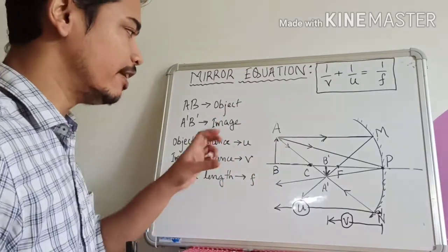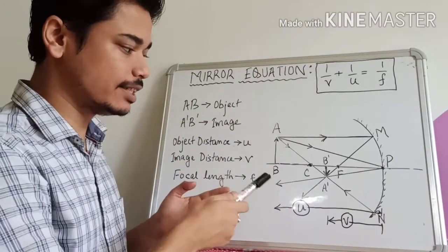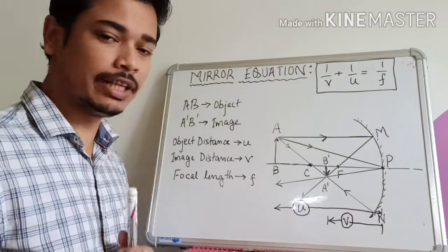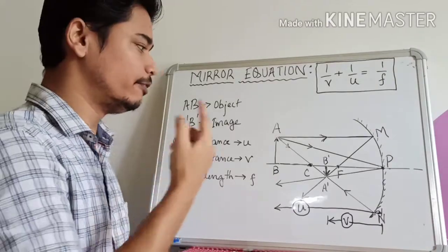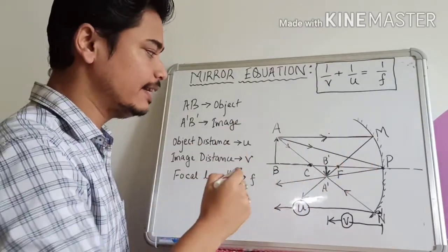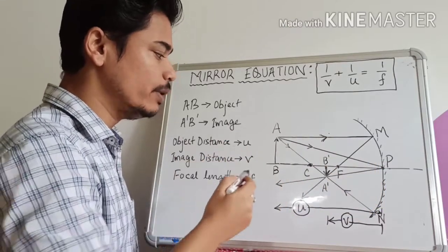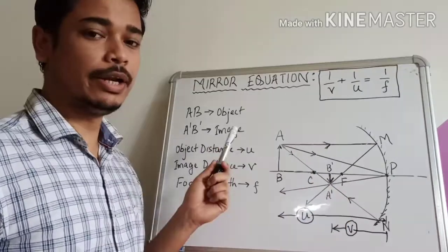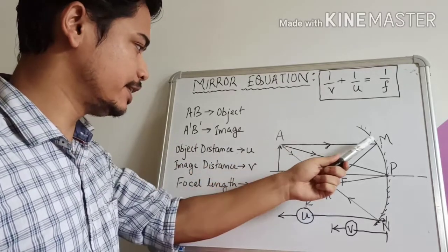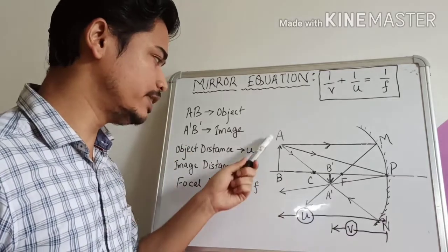Now in the derivation of the mirror equation, we will consider a ray diagram like this. We have considered here only the concave mirror. For this concave mirror, it is convenient for us to consider three rays. The first ray is a ray which is parallel to the principal axis. Secondly, a ray which is incident at the pole of the mirror, and the third ray which passes through the center of curvature of the mirror. Here we have considered AB to be the object, and three rays emanating from the object AB.